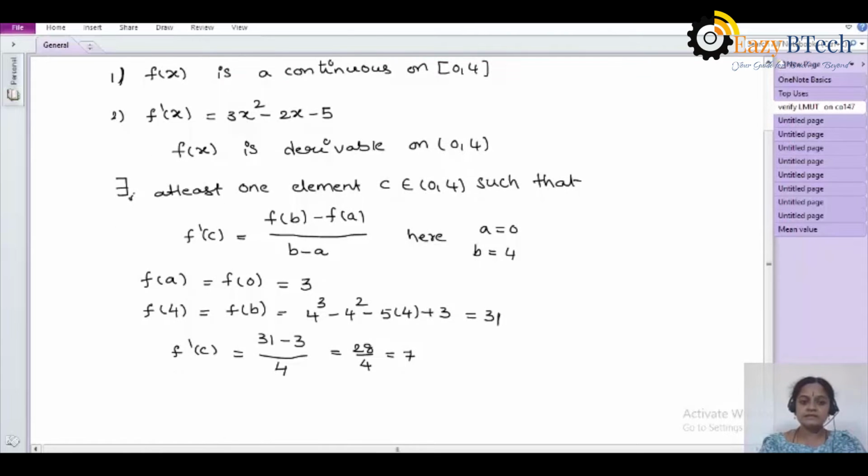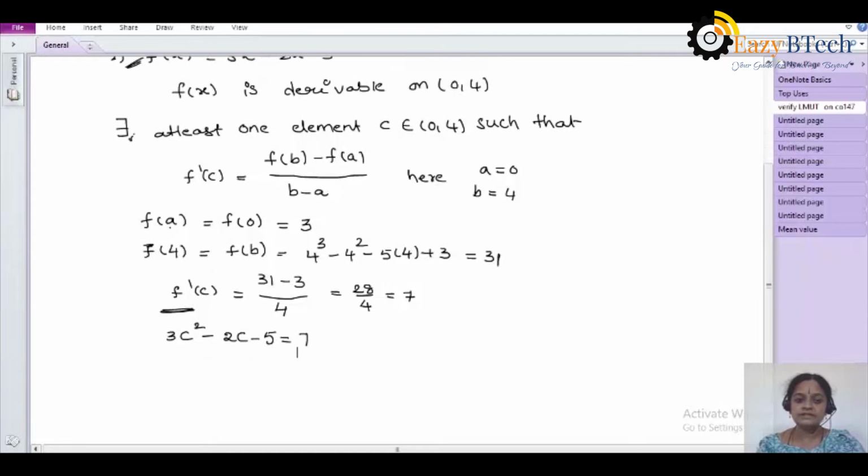So according to the second condition, we know the value of f'(x). That value is 3x squared minus 2x minus 5. Then we need the value of f'(c). Simply substituting x as c in the second condition, you will get the value of f'(c). That is 3c squared minus 2c minus 5 is equal to 7. Using the second condition only, we are finding the value of f'(c) here.